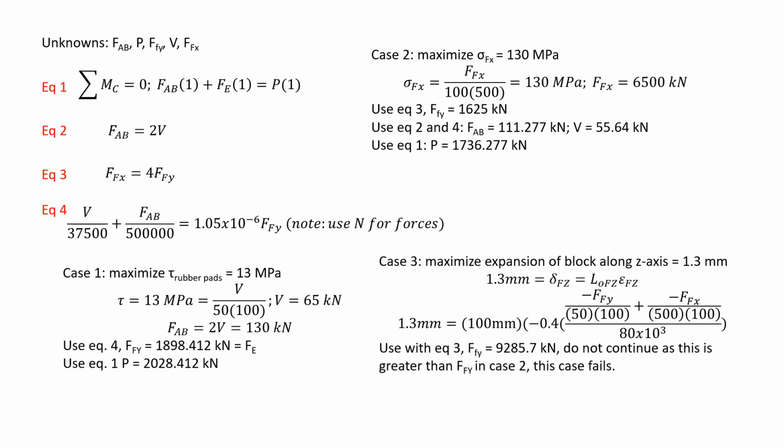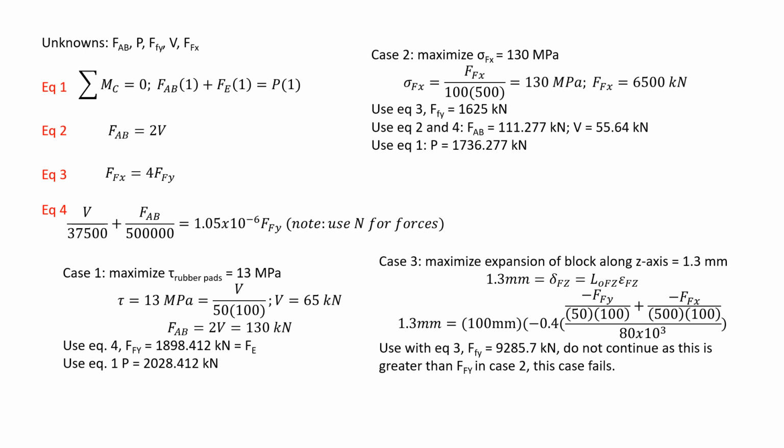Next, last case, case 3, you maximize the expansion of the block along the z-axis, 1.3 millimeters. So, dito, again, yung delta FC is equal to the initial length of FC times the strain of FC. But again, bar F is experiencing multi-axial loading. So, ganito yung magiging equation natin ng strain. For Z, Z is your lateral dimension.